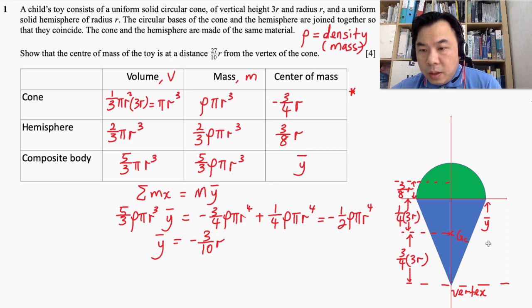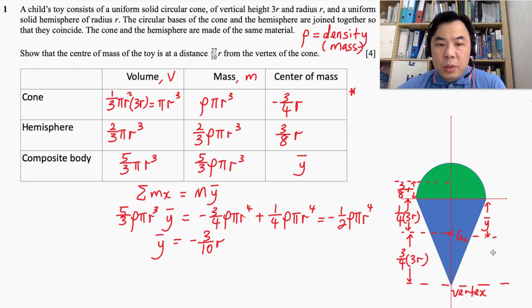Now the last part will be I need to find out the center of mass of this composite body with respect to the vertex itself. With respect to the vertex, how far would this be, for instance? This is the one that they want. I just put in a star here.